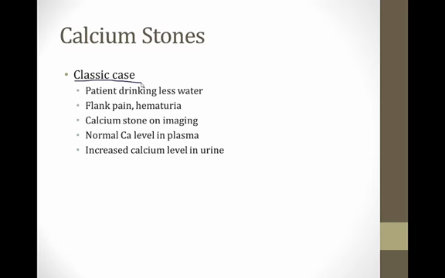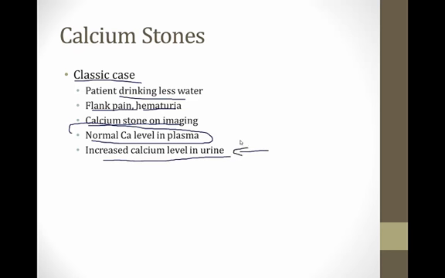So the classic case of a patient who has a calcium kidney stone is a patient who's drinking less water for any reason, or maybe they're outside on a very hot day and they're dehydrated. They develop flank pain and hematuria. On imaging, you can see a calcium stone, and they will have normal calcium levels in their blood, but they will have increased calcium levels in their urine, because remember, the most common etiology is idiopathic hypercalciuria, which means high levels in the urine but not in the blood.